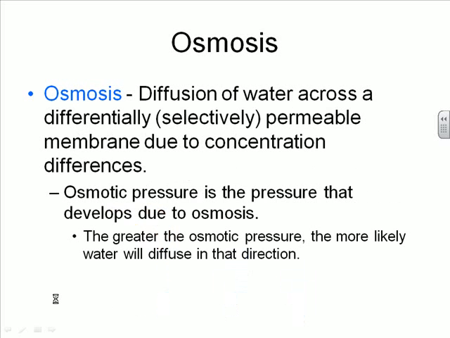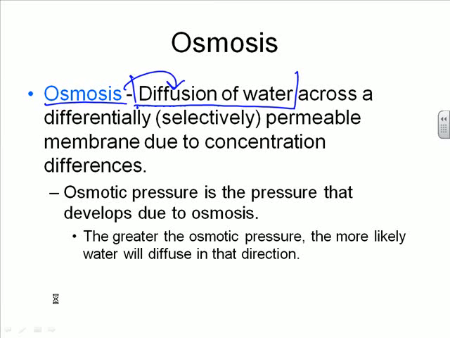Now, water also diffuses, but we call it osmosis. Osmosis is diffusion, but it's diffusion of water, across one of these membranes that is selectively permeable. It's also going to move because there is a concentration gradient. There must be an area of high concentration of water and an area of low concentration of water.